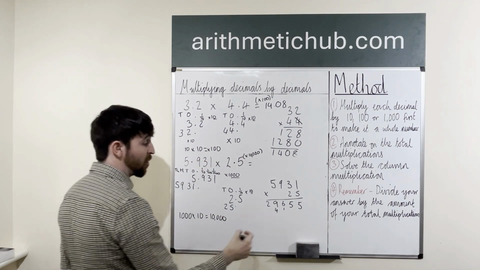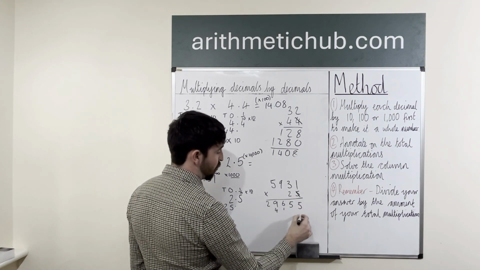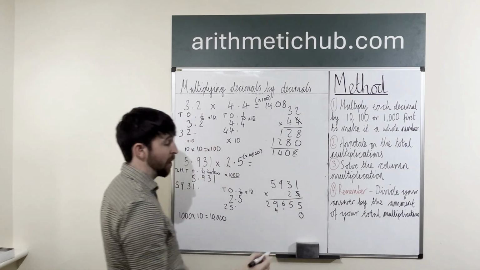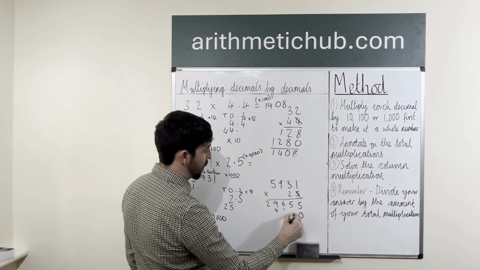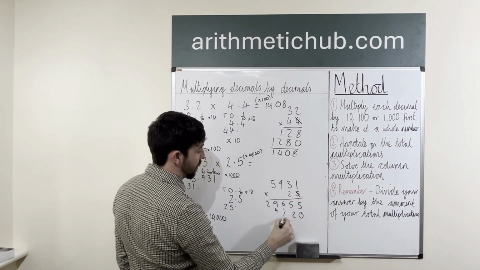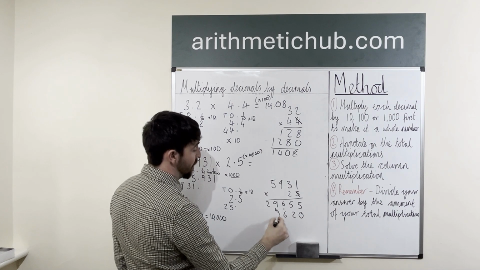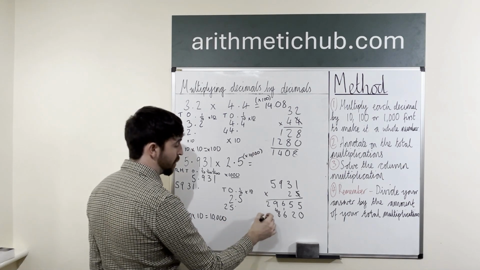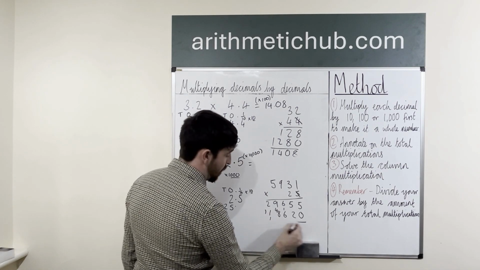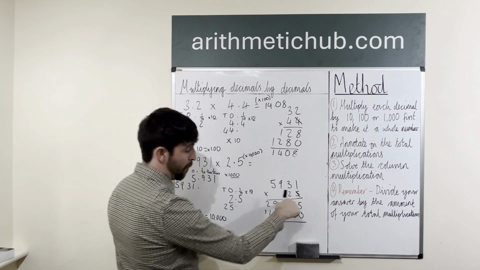4-digit by 2-digit column multiplication, so I need to drop my 0 here, cross out my ones column when I'm multiplying, and then what I do is 2 times 1 is going to give me 2, 2 times 3 is going to give me 6, 2 times 9 is going to give me 18, 2 times 5 is going to give me 10, add the 1 is going to give me 11. And what I'm going to do is I'm going to add them up.